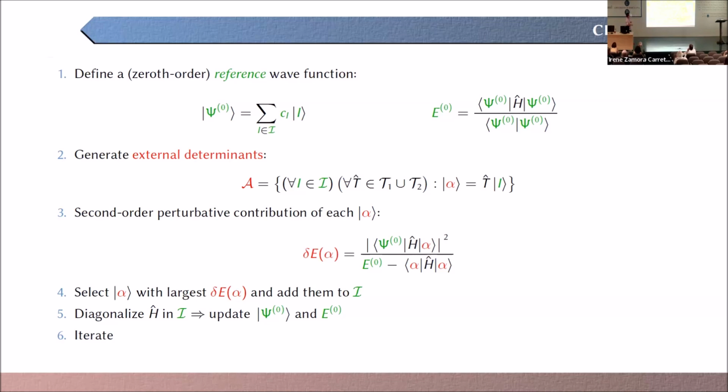Okay, and so you're going to look at the contribution to the second order corrections. And so that number here, delta E, is for each external determinant. It has a well-defined sign. Okay, so you can grab the ones that contribute the most. So take the largest delta E and add them to the internal space. I rediagonalize, I update my psi 0 and E0, and I keep going. Okay, so that's super simple. The algorithm is super simple. The implementation is super tricky.